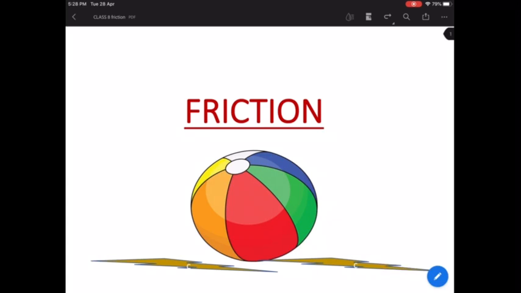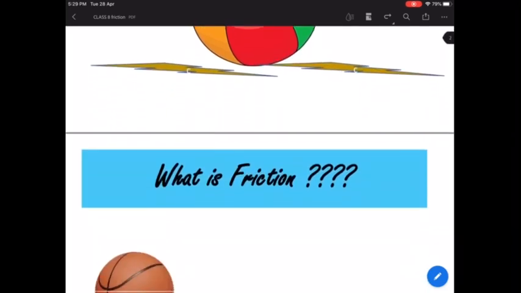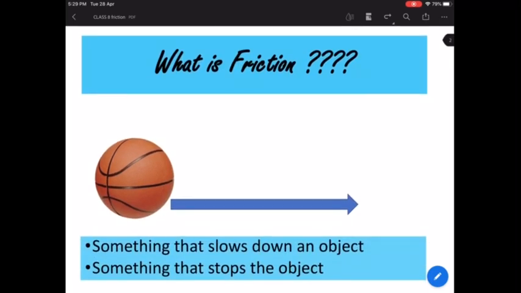Hello and welcome back to our next live class on friction. In this class we are going to talk more about friction. I hope in the first chapter you must have already studied a little bit of introduction about friction, what friction is. So let's get deep inside this concept of friction and understand what it is.